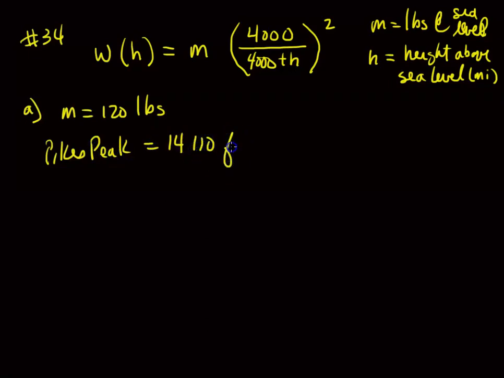Now, Pikes Peak, 14,110 feet, is not in miles. H has got to be in miles. So we have to take this 14,110 and divide it by the 5,280, which is feet per mile. So this is feet, and this is feet per mile. When you invert and multiply, the feet cancel, and this is just going to be miles.